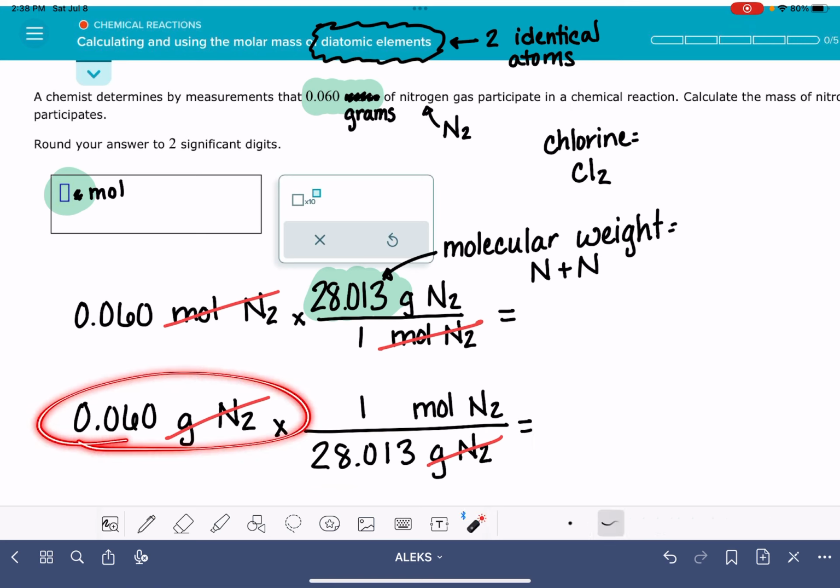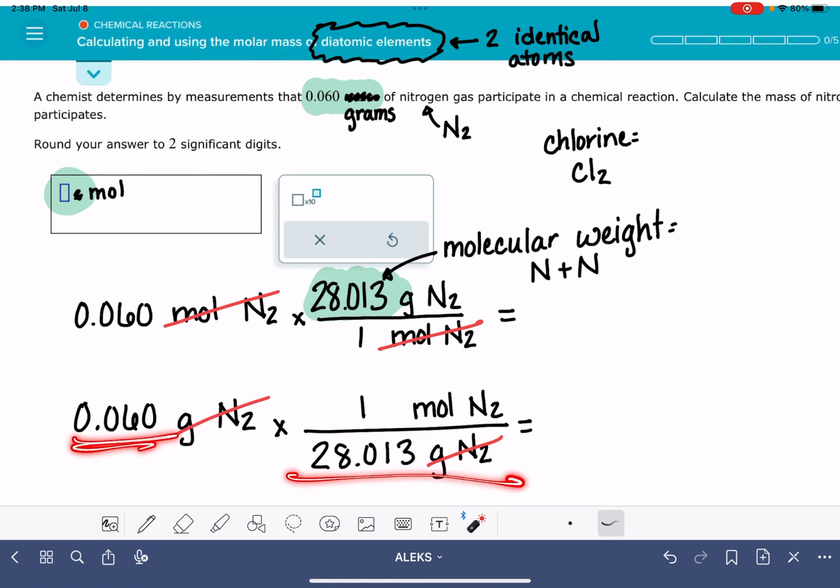In this problem, we would be taking the mass provided to us and dividing it by the molecular weight, whatever that works out to be, because I don't know that math in my head, but that's how you solve both versions of this problem.